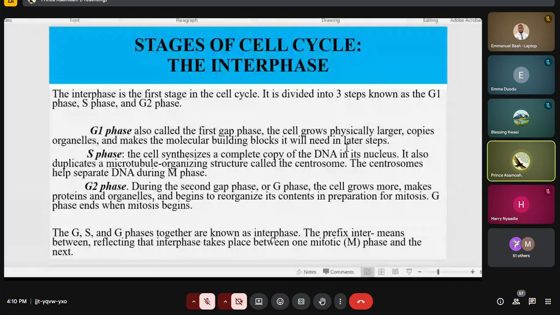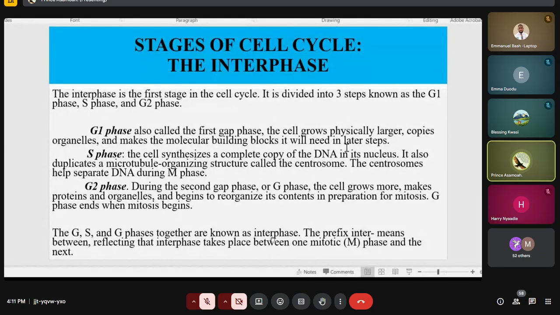We come to the synthesis phase or the S phase. We see the cell synthesizes a complete copy of the DNA in its nucleus. So with chromosomes in there, 46 of them, or 23 pairs, it must make another 46 or 23 pairs so that when the cells divide, you won't have problems with any of the cells. They can stand alone on their own. It also duplicates a microtubule organizing structure called the centrosome. The centrosomes help separate DNA during the M phase.